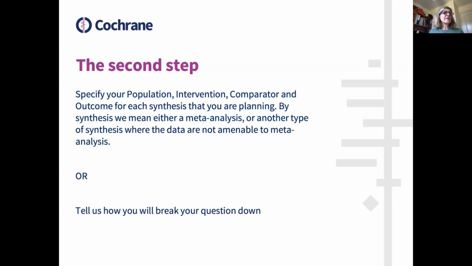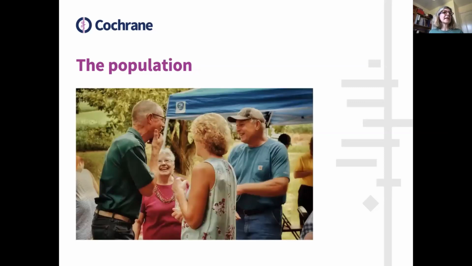So an easier way of putting that is that we want you to tell us how you're going to break your question down to answer the broad question. So you need to think about the components of your question when you're planning the syntheses that you'll be carrying out as part of your review. Okay, and when you're thinking about breaking it down, again, you're considering those PICO elements, but you're considering the PICO elements for your synthesis. So you're considering your population.